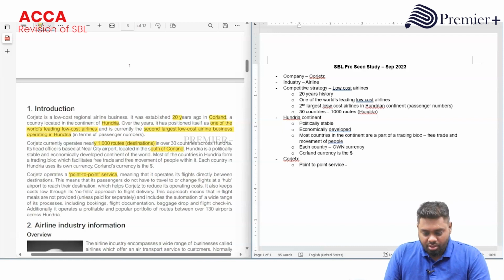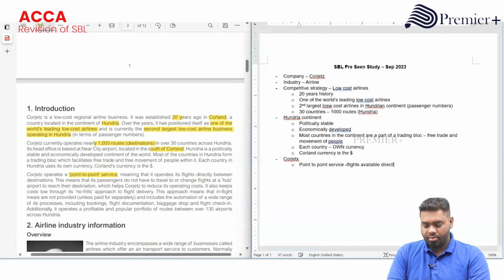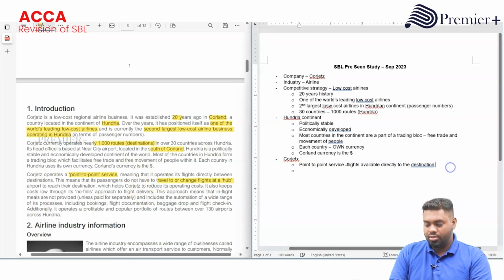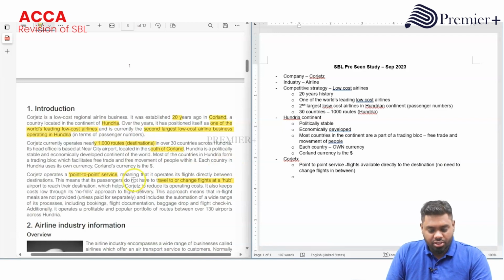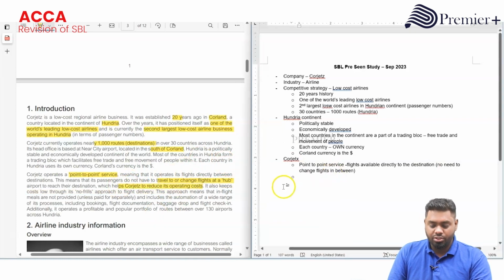Okay, flights available directly to the destination. This means that its passengers do not have to travel to or change flights at a hub. No need to change flights in between at a hub airport to reach the destination, which helps Courjets to reduce its operating costs. So this will also help them reduce the operating cost.